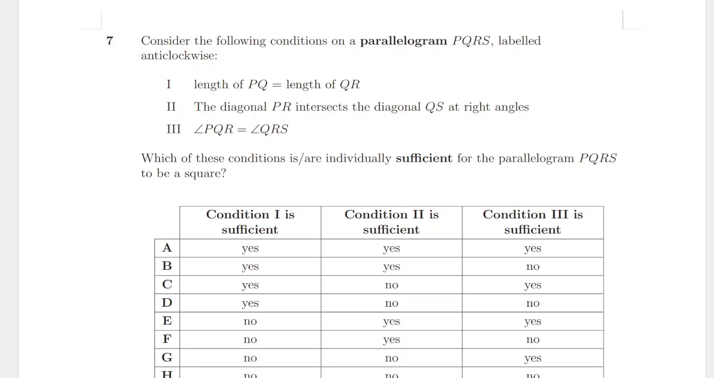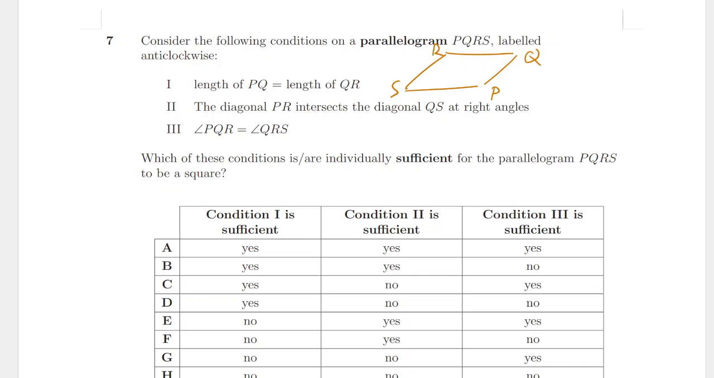Okay, question 7. Consider the following conditions on a parallelogram PQRS labeled anti-clockwise. Okay, so let me draw that first before I even do anything. So parallelogram PQRS, right? Anti-clockwise. Okay, so we have 3 conditions.